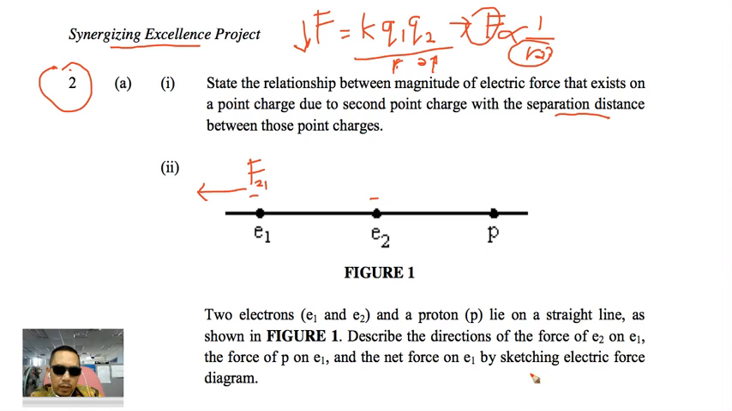And the second is P, the proton, which is positive. The force by the proton P on E1 is directed to the right, because E1 is negative and the proton is positive, so it is an attractive force. Good.